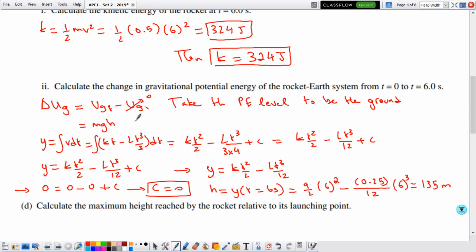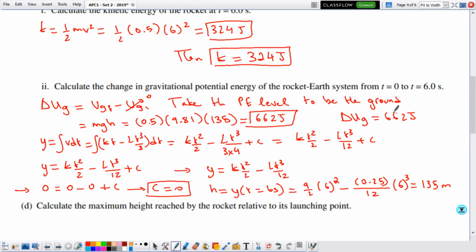Now we're ready to determine the gravitational potential energy, which is the mass 0.5 multiplied by g, which is 9.81, multiplied by h, which is given by 135. Plugging that on the calculator, we're gonna have a value of 662 joules. Then the change in the gravitational potential energy is given by 662 joules.